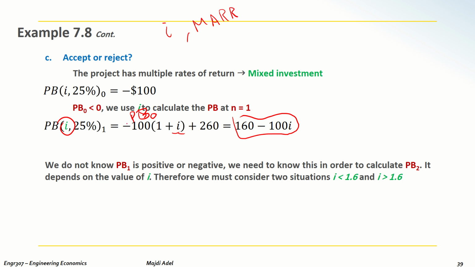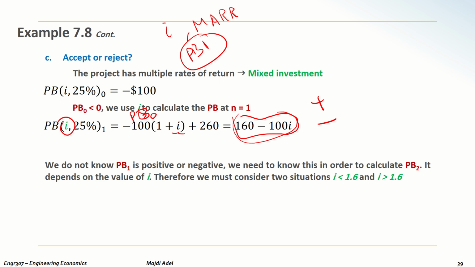For that, we need to know the sign of the project balance in the first year. And the project balance on the first year is an equation. This equation can be positive at certain values of I and can be negative at certain values of I. Therefore, we need to calculate the root of this equation and see which values of I make the project balance on the first year positive and which values make it negative.